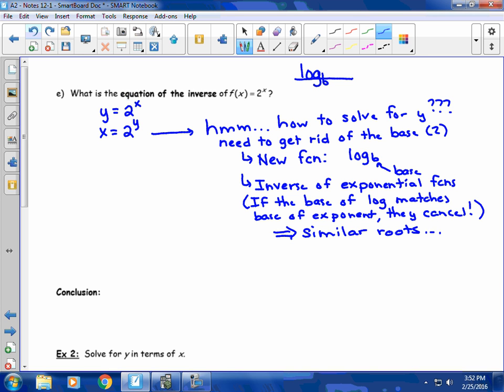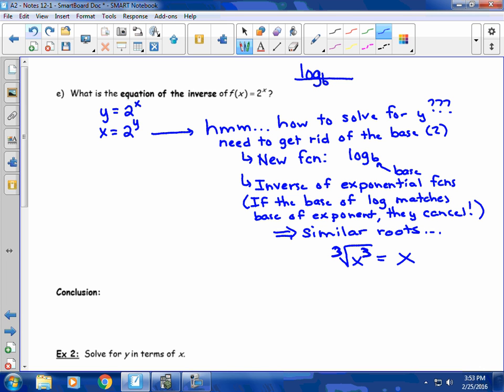If I had x cubed, and I wanted to get rid of the cubed, what would you do? Well, you wouldn't take a square root, because that would get rid of a square, not a cube. You'd take a cube root. So the root matches what's on the exponent here. And since that happens, they cancel each other out, just leaving us with x.